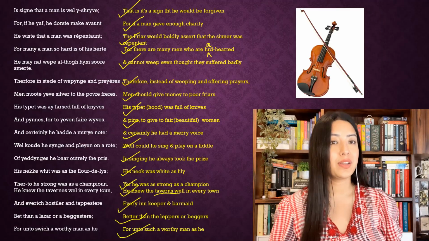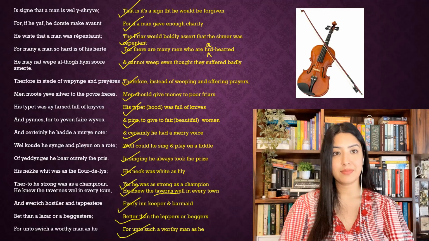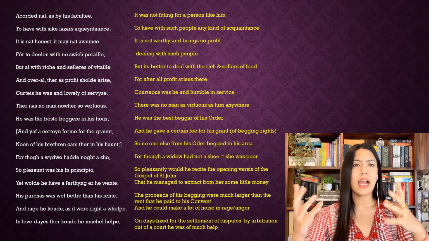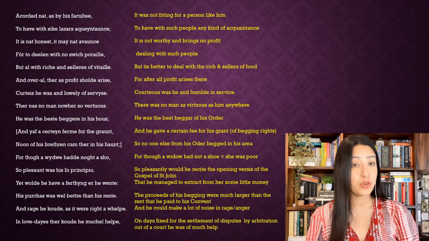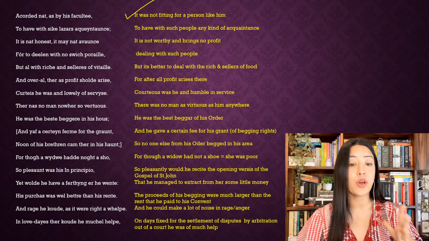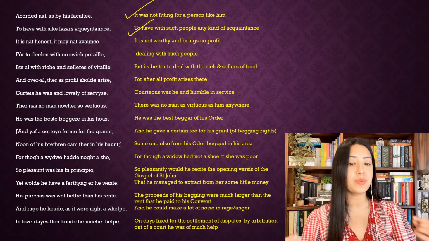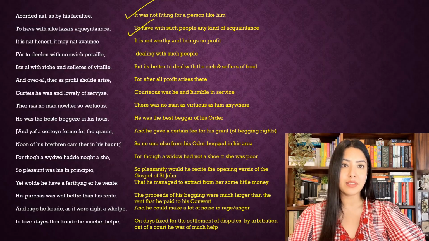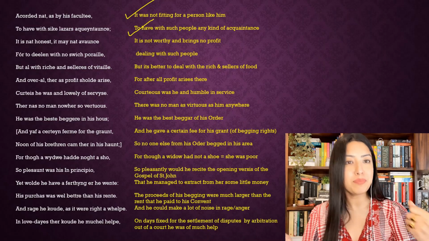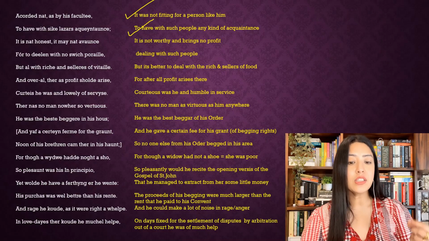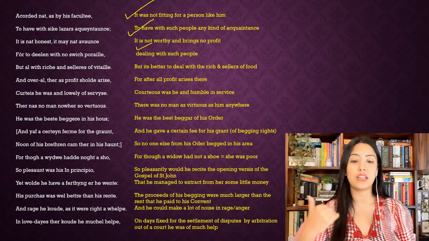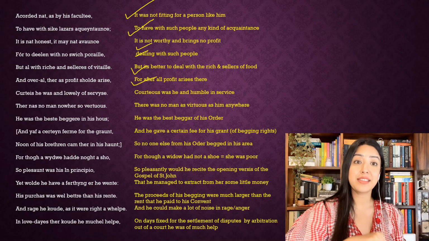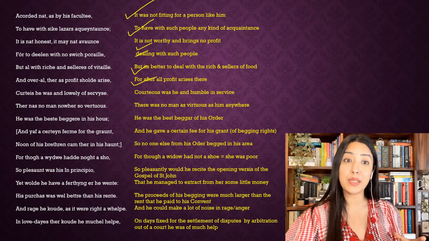So for unto such a worthy man as he, we're going to move on further from here. Again, sarcasm, irony, such a worthy man like the friar, it was not fitting for a person like him to have any kind of acquaintance with such people. It was not fitting for a person of his high position to know beggars and lepers. He should be knowing people of power, people of material, right? It is not worthy and brings no profit dealing with such people, but it's better to deal with the rich and sellers of food, for after all, profit arises there. There's a lot of profit there, so it's better to acquaint with those kind of people.